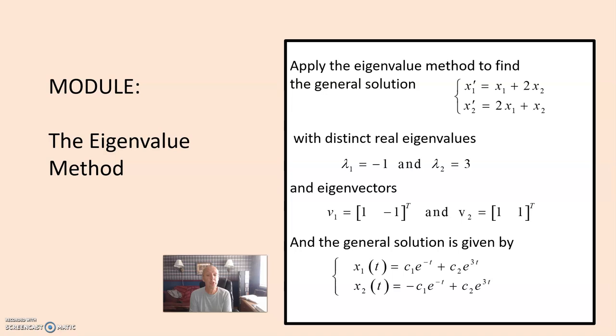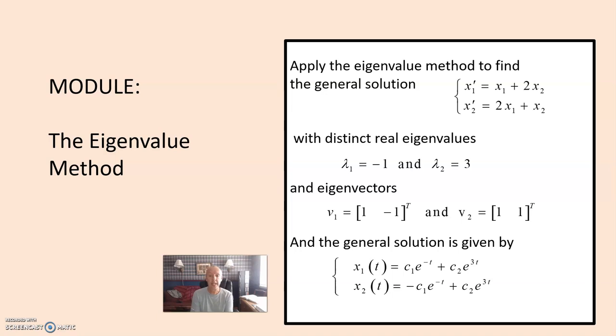And the general solution is x sub 1 of t is equal to c sub 1 times e to the negative t plus c sub 2 times e to the 3t. So you'll notice our exponents here are negative 1 and 3, which correspond to our eigenvalues.